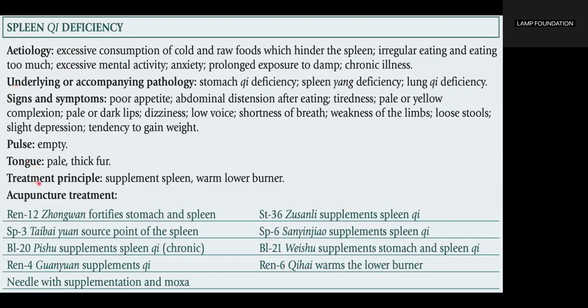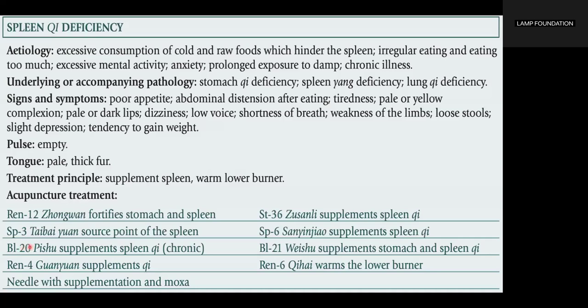Treatment principle: supplement the spleen, warm the lower burner. Acupuncture treatment: Ren 12 to fortify stomach and spleen. Spleen 3, Yuan source point of the spleen, and Bladder 20 to supplement spleen Chi, chronic. Ren 4 to supplement the Chi.